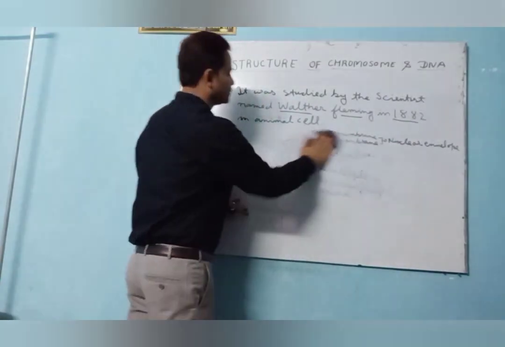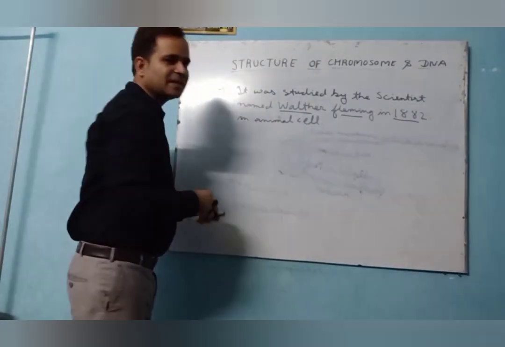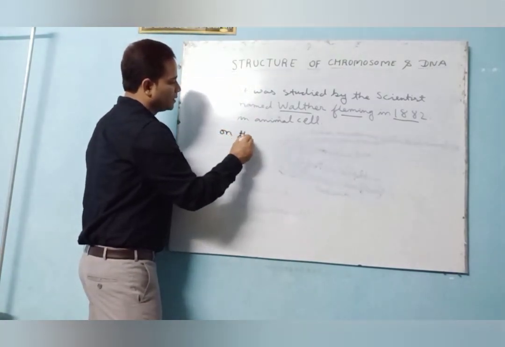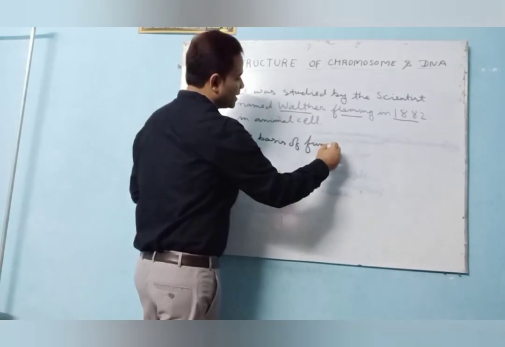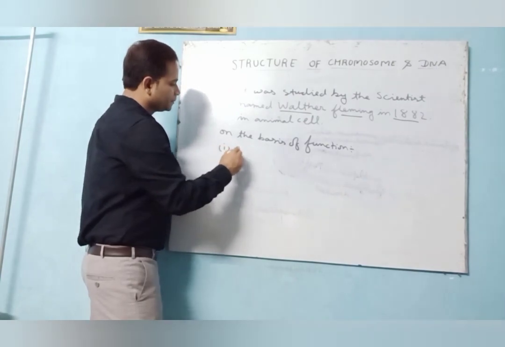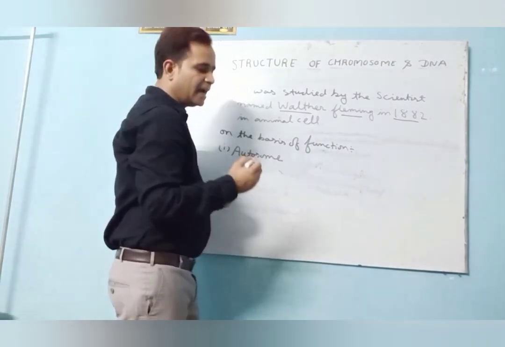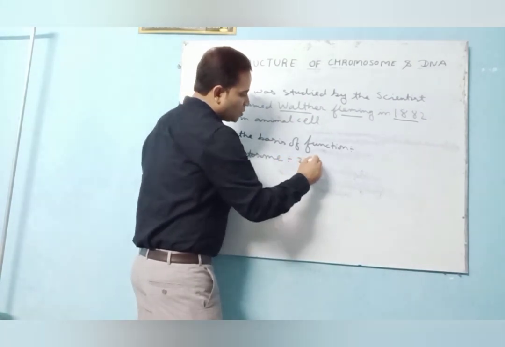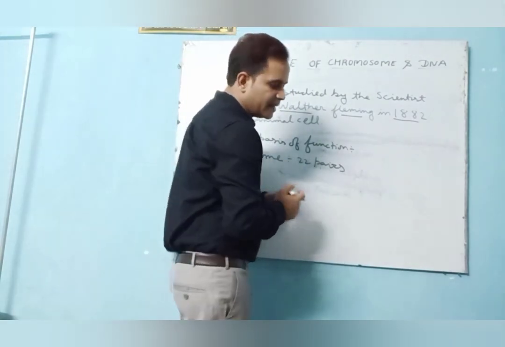See, I am saying here, on the basis of function, chromosomes are of two types. One is autosome, and this autosome is in 22 pairs in human beings. 22 pairs.